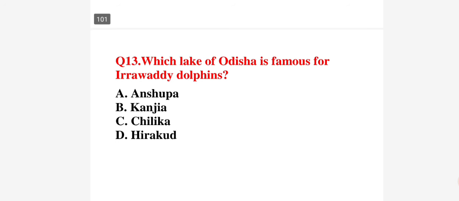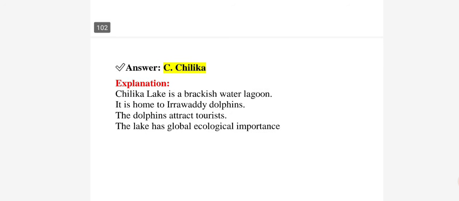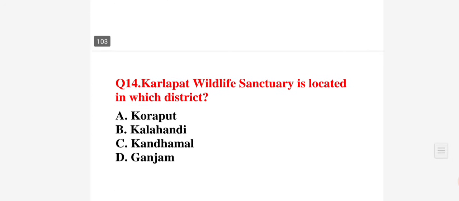Let us go through the explanation part. If I talk about Chilika, Chilika is a brackish water lagoon. It is home to Irrawaddy dolphins. The dolphins attract tourists. The lake has a global ecological importance. So let us move to the next question.